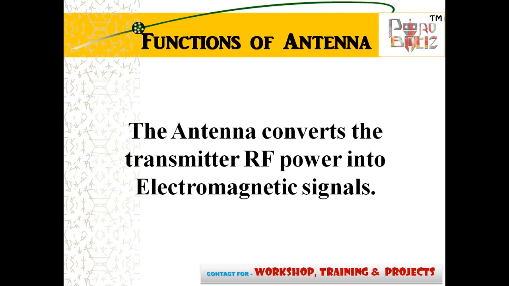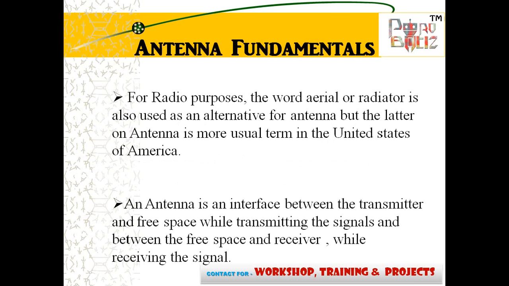Function of antenna. The antenna converts the transmitter RF power into electromagnetic signals. Fundamentals of antenna. For radio purposes, the word aerial or radiator is also used as an alternative for antenna, but later on, antenna is the more usual term in the United States of America. An antenna is an interface between the transmitter and free space while transmitting the signal, and between the free space and receiver while receiving the signal.